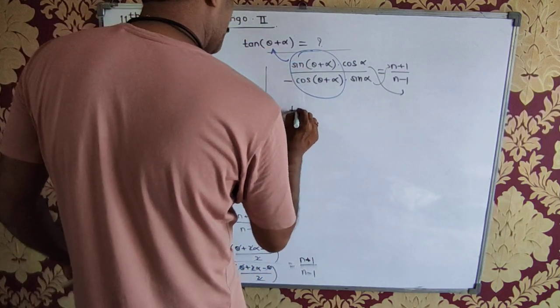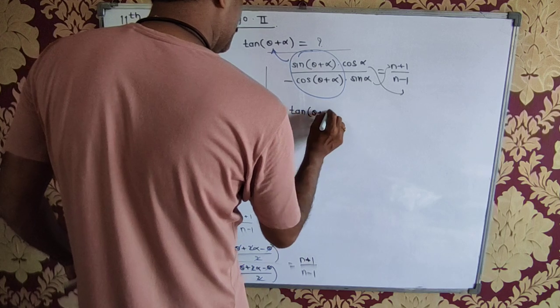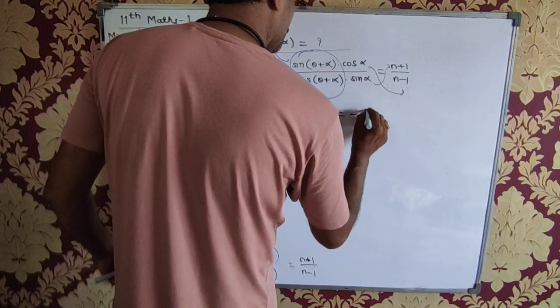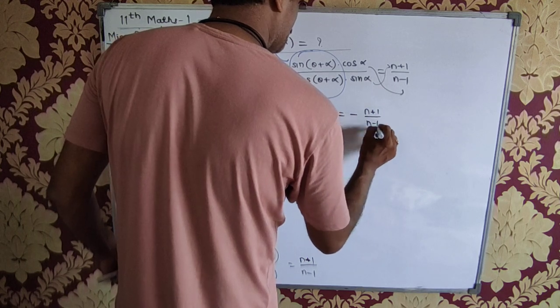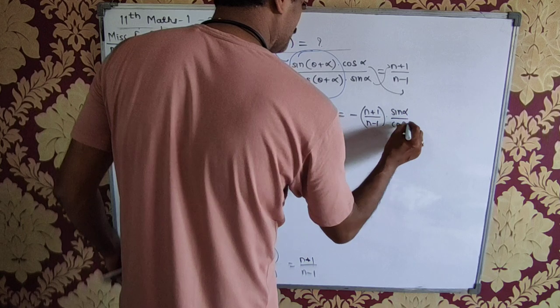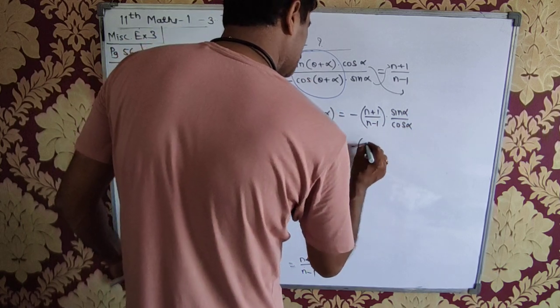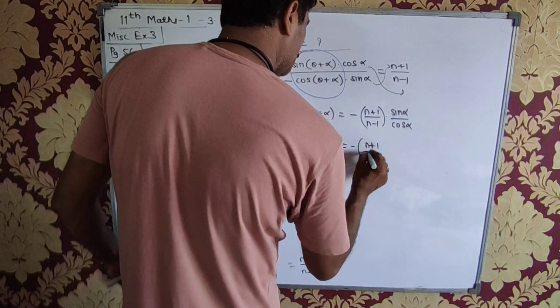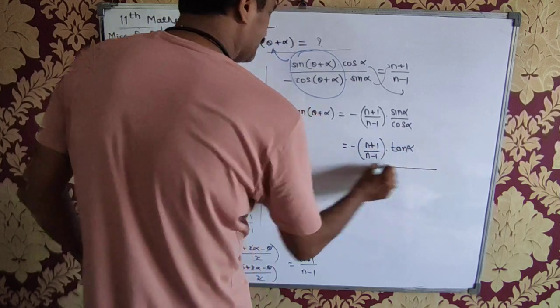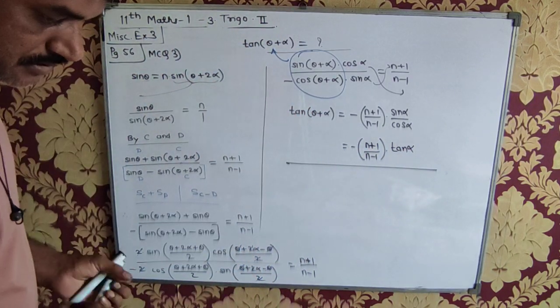So what is tan of (θ+α)? It is minus (n+1)/(n−1) into sine α upon cos α. So that is minus (n+1)/(n−1) into tan α. You see? Check the answer.